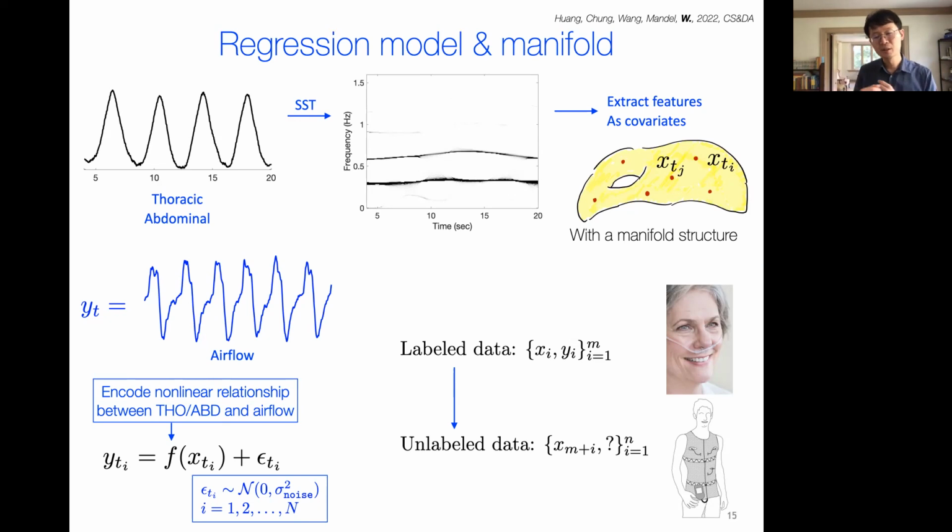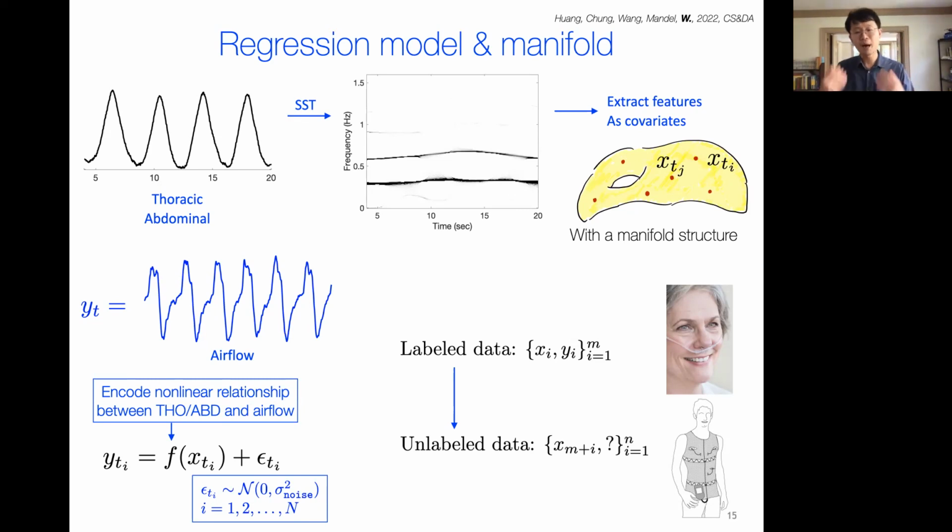So the goal is, suppose you are a patient at home and in a hospital, we can simultaneously record your thoracic and abdominal movement and your airflow signal, and we can label the data. And then after you go home, we only record your thoracic and abdominal movement. Then could we use that information to predict your airflow signal?